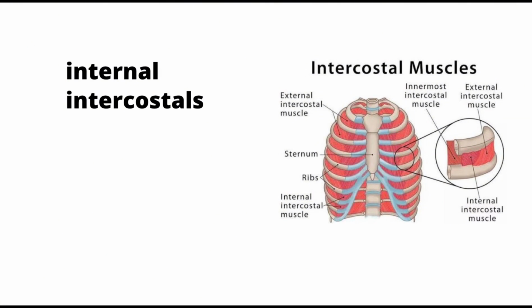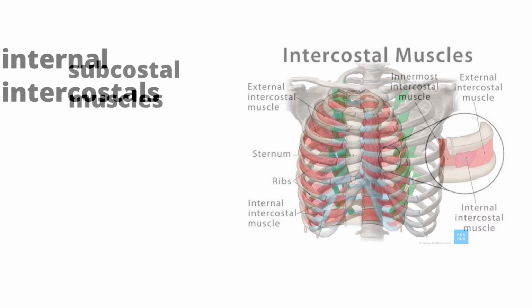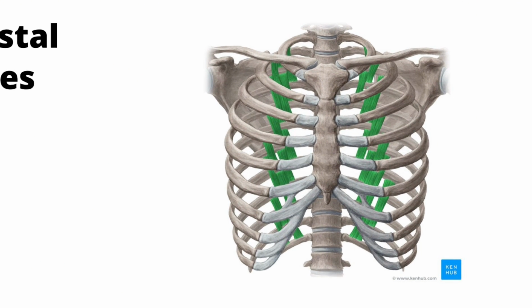The internal intercostals are located between the ribs, deeper than the externals, and its function is to depress ribs during expiration. The subcostal muscles are located in the inner posterior thoracic wall, spanning multiple ribs, and its function is to depress ribs, assist in expiration.